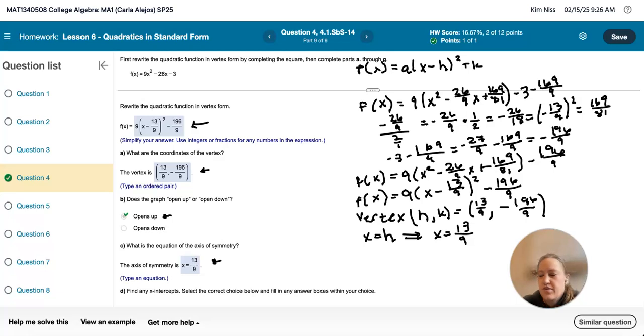Now it asks you to find the intercepts. To find the x-intercept, it's just a matter of plugging in 0 for f of x and solving for x. So we're going to take our equation, set it equal to 0, and solve for x. So we have 0 equals 9 times (x minus 13 over 9) squared minus 196 over 9. So we add 196 over 9.